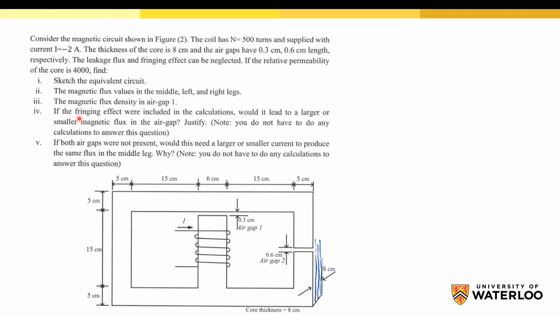After that, if the fringing effect were included in the calculations, would it lead to a larger or smaller magnetic flux in the air gap? Justify. And of course, you don't have to do any calculation to answer this question. The last part, if both air gaps were not present, would this need a larger or smaller current to produce the same flux in the middle leg? Again, you do not have to do any calculation to answer this question.